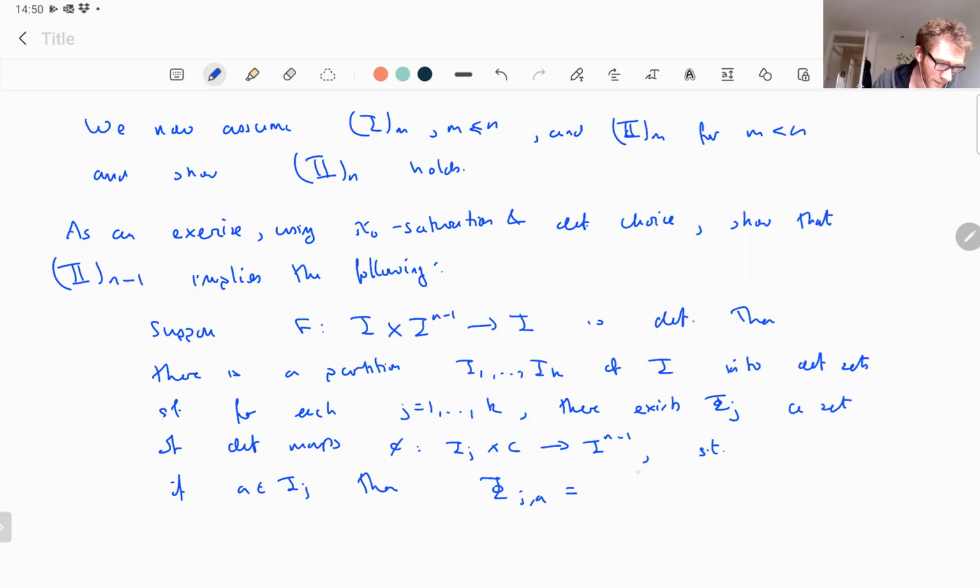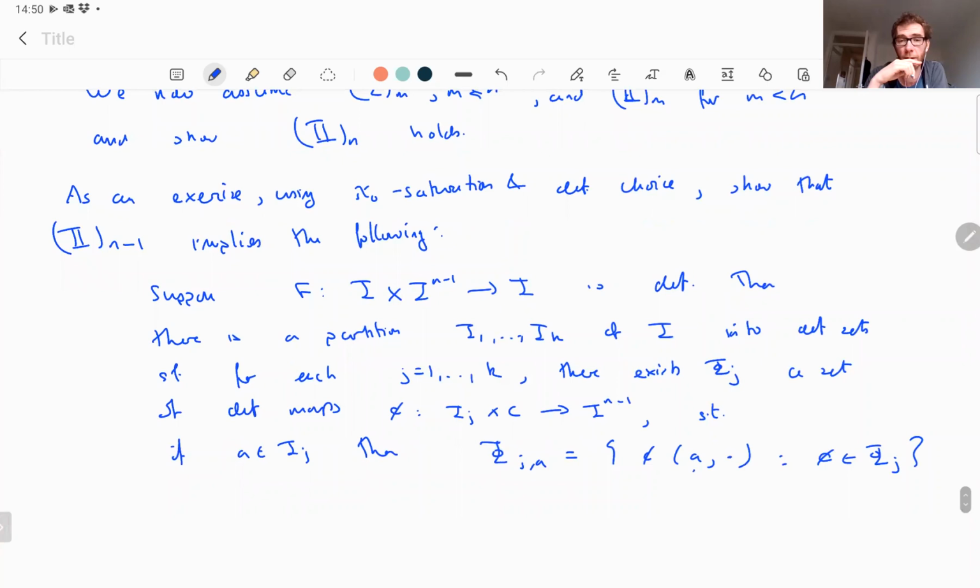So I take all of the maps in phi j, I plug a into the first coordinate. So that gives me a bunch of maps defined on this basic cell. And what we ask is that those are a cellular R parameterization of f with a plugged into the first coordinate. So that then is a cellular R parameterization of f a. Okay, so because we're assuming 2n minus 1 and 2n minus 1 implies this, we can use this.